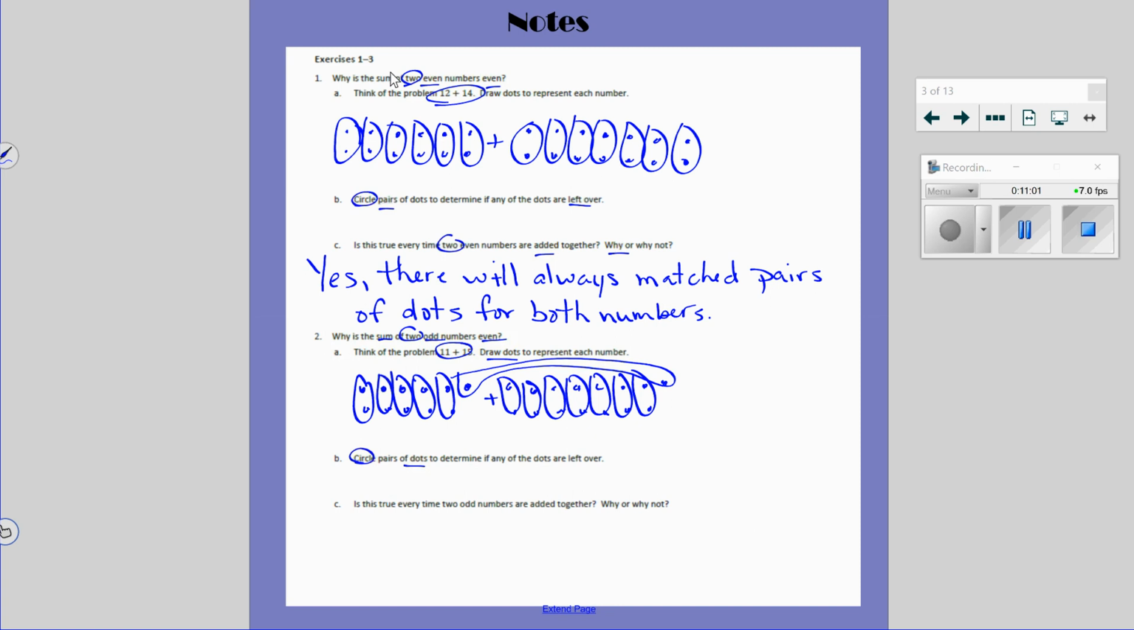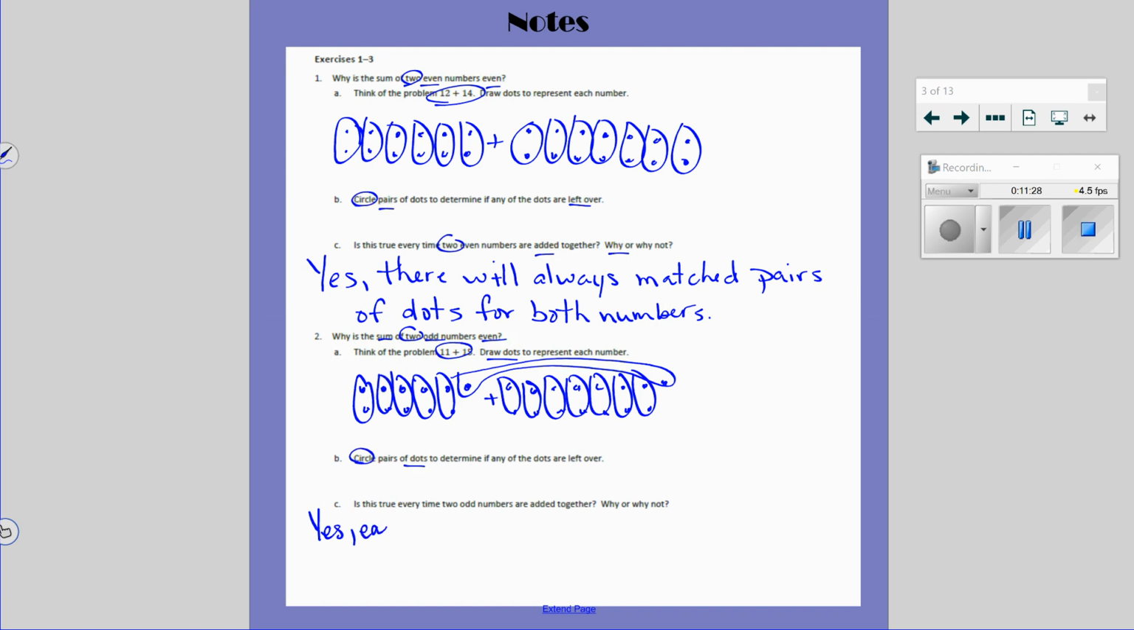So does it matter what size that odd number is? Will it always have 1 extra dot at the end? Yes. My second number, does it matter how big it is? Will it always have 1 dot at the end? Yes. So because I'm always going to have a dot at the end for both of those, that now allows me to make an additional pair, meaning that my result is even. So is this true every time? Yes.